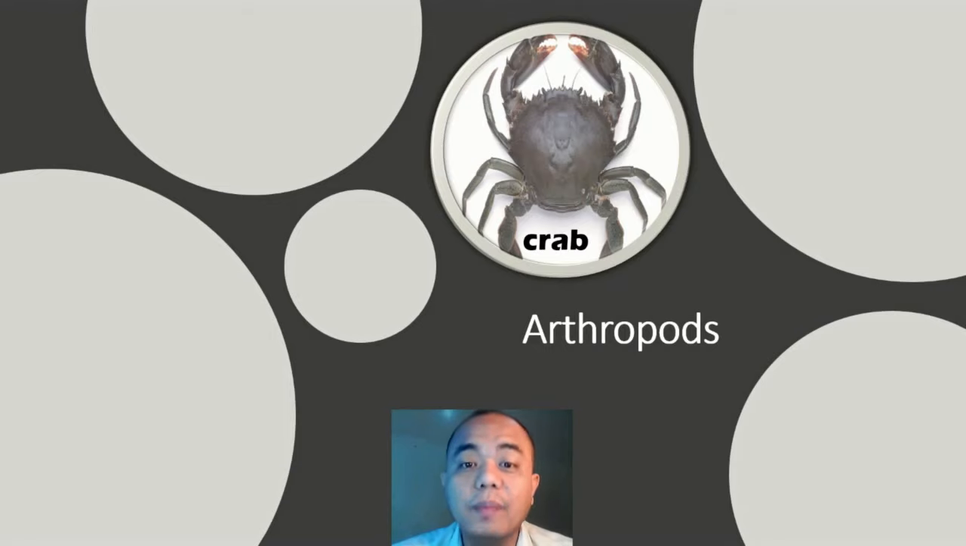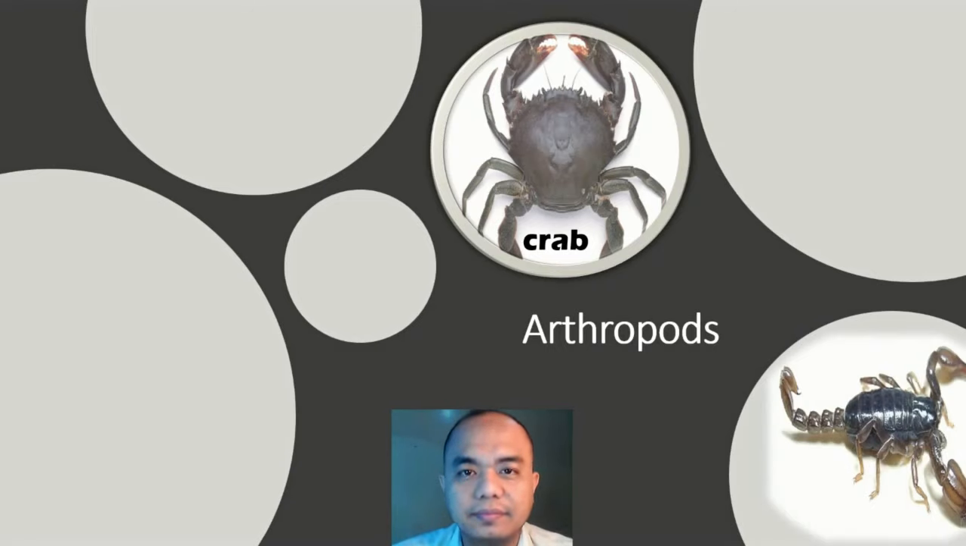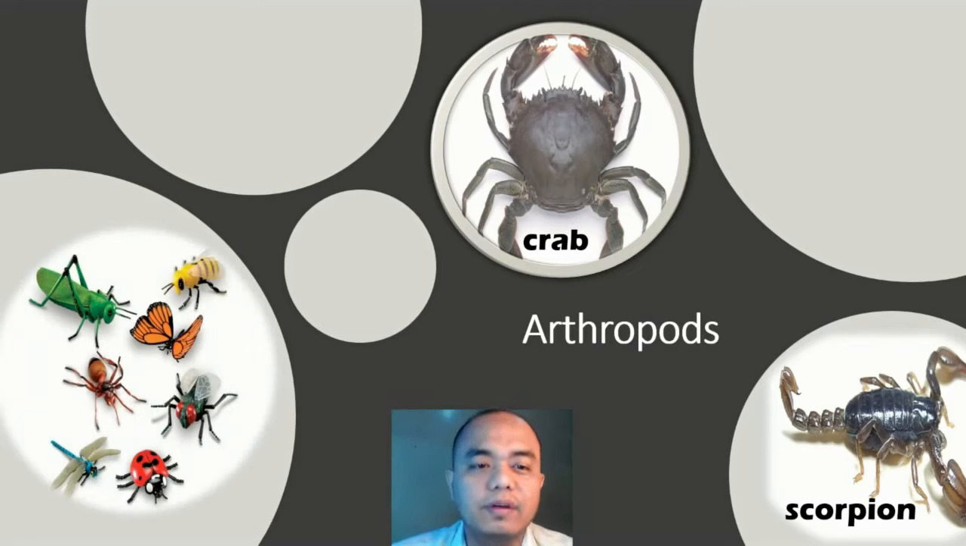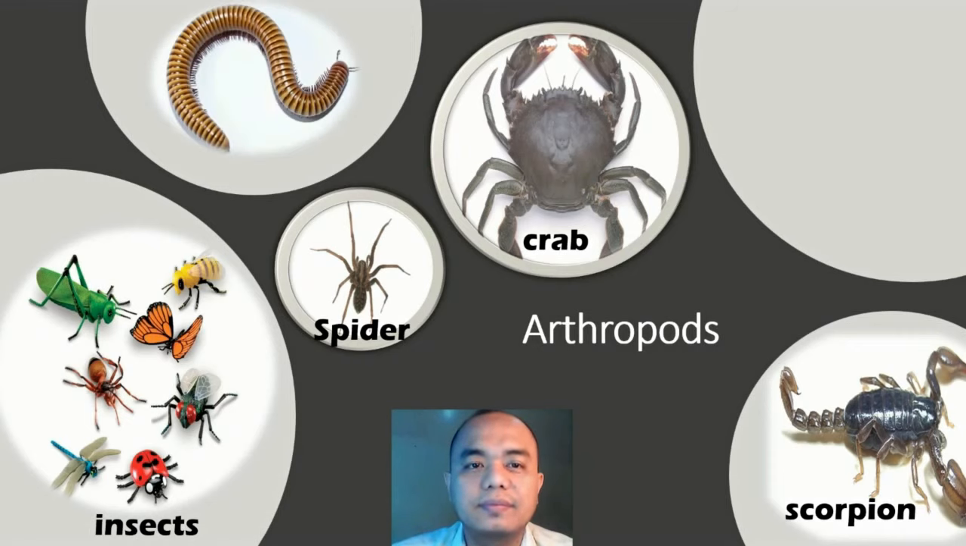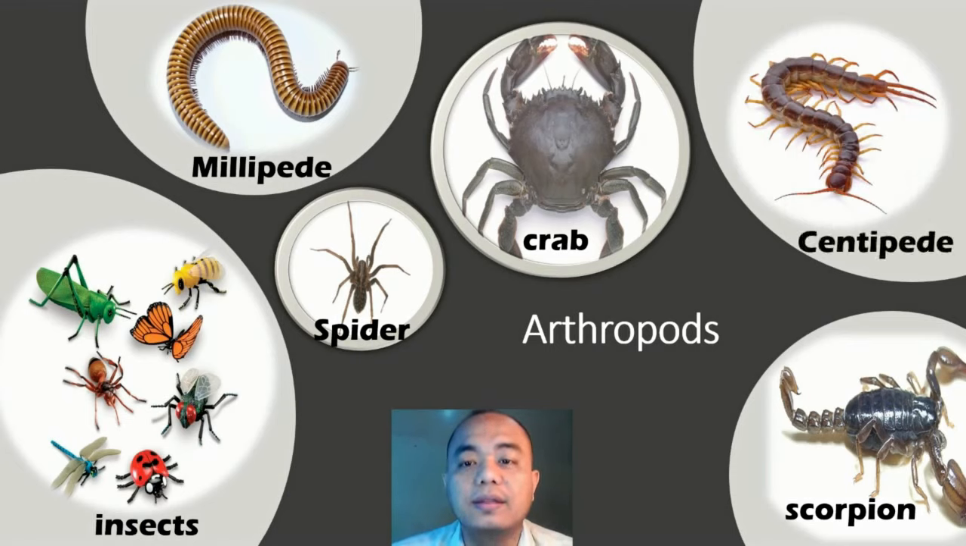Yes, that's crab. Crab is an arthropod. Next. This one. Yes, that's scorpion. Next, we have the grasshopper, the bees, the bugs, the ants, the butterfly, the dragonfly. What's that? They are all insects. Next, another arthropod is this one. That's spider. Very good. Next, this one. That's millipede. And we have also this one. That's centipede. As I said, they are all arthropods. The centipede, the scorpion, the crab, spider, the millipedes, and the insects.